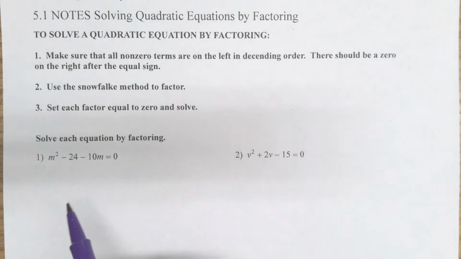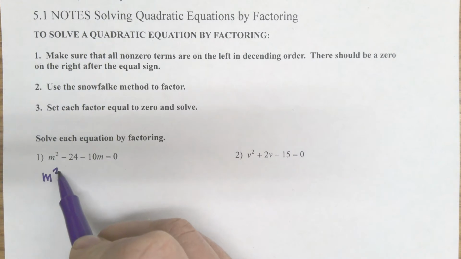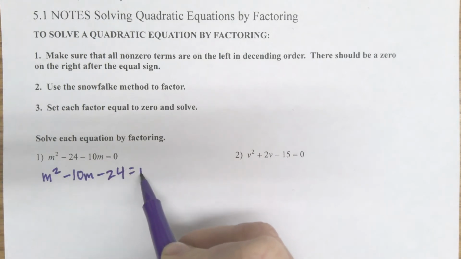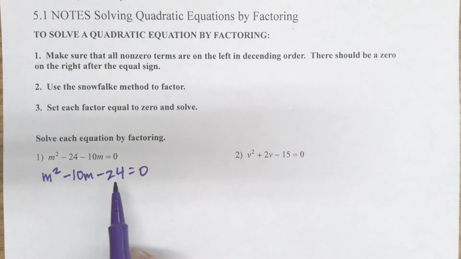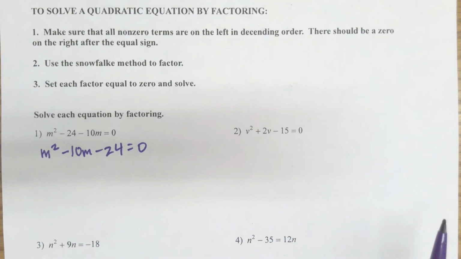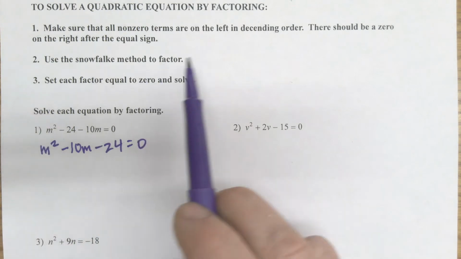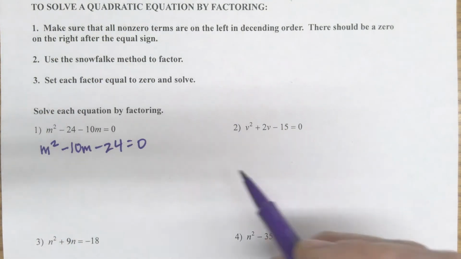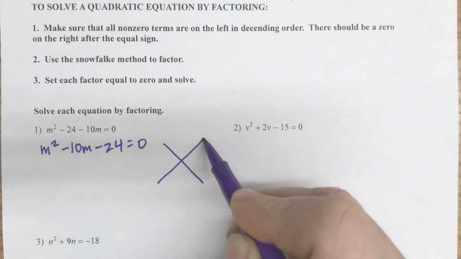So if I look at problem number 1, I need to rewrite this as m squared minus 10m minus 24 equals 0. It's got to be in descending order. If it's not, flip it around, move it to the right order. Otherwise, when you try to set up your snowflake, you're going to have things in the wrong spot. Once I have it in descending order, everything on one side, then I'm just going to use the snowflake method that we've done before.